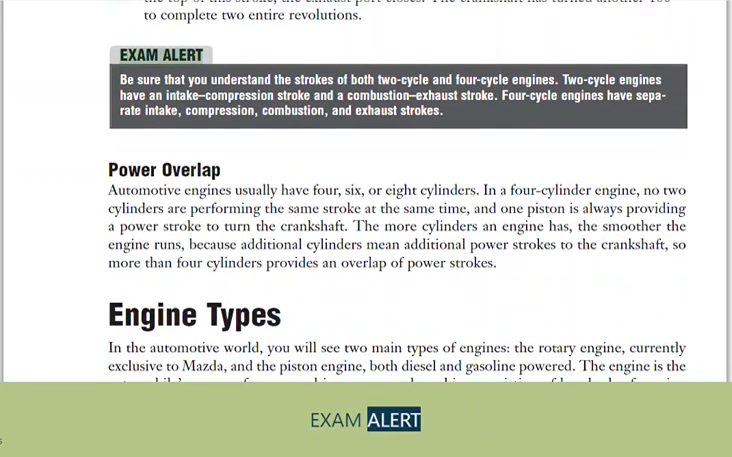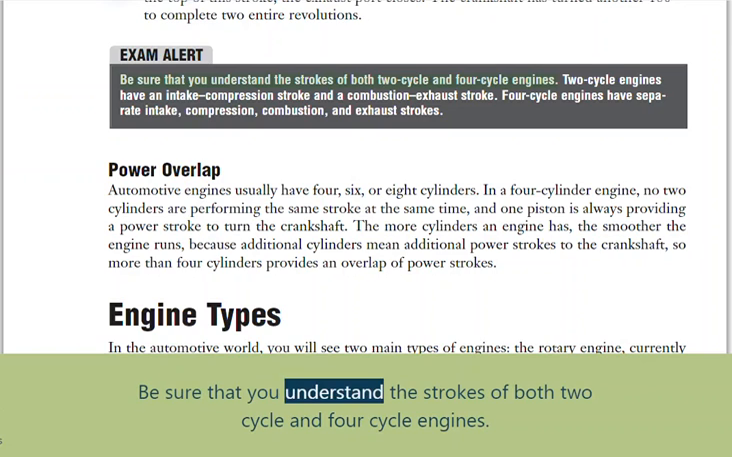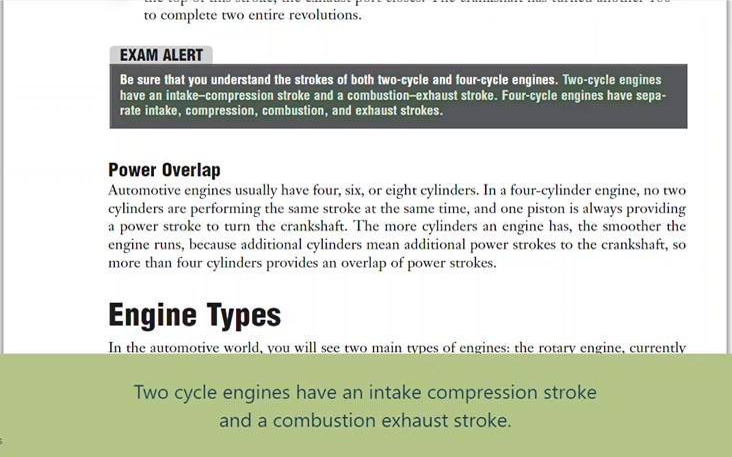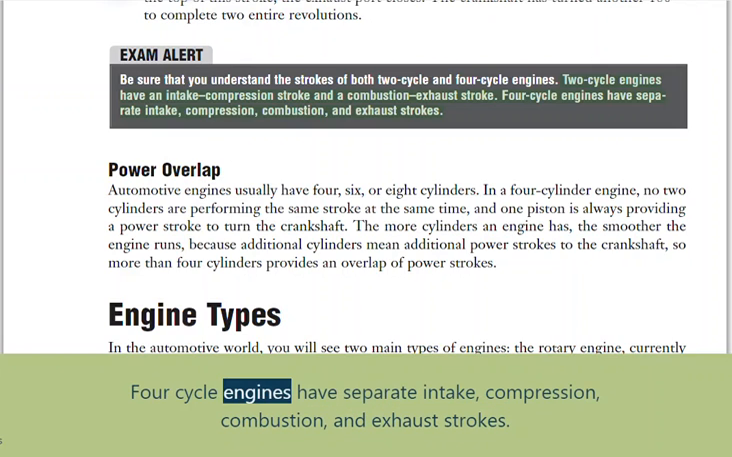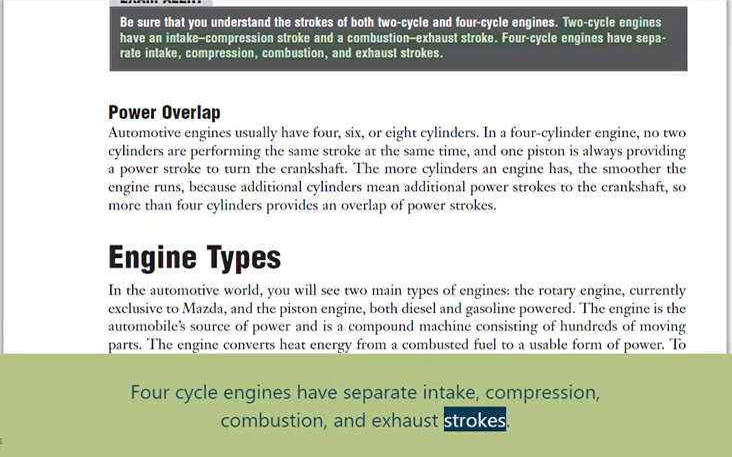Exam alert. Be sure that you understand the strokes of both 2-cycle and 4-cycle engines. 2-cycle engines have an intake compression stroke and a combustion exhaust stroke. 4-cycle engines have separate intake, compression, combustion, and exhaust strokes.